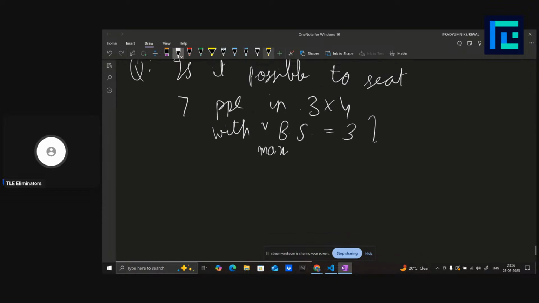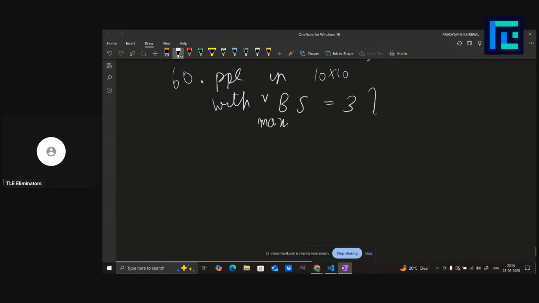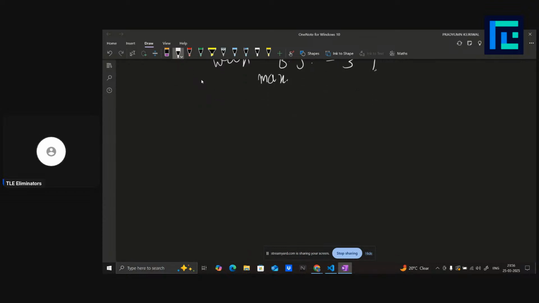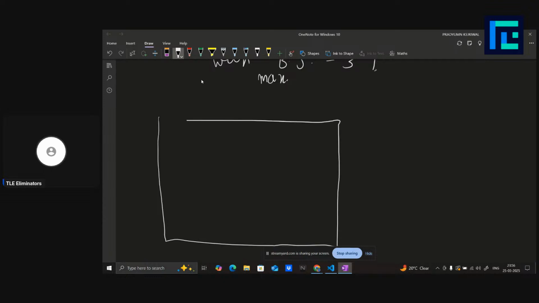Or let's say I make it a bit bigger. Let's say we had a 10 by 10 matrix, and we want maximum bench size to be only 3. So can you fit, let's say, 60 people in a 10 by 10 matrix with only 3 bench size? Is that possible? So how do we determine that? We'll just try to put all of these benches and count how many we are able to put.